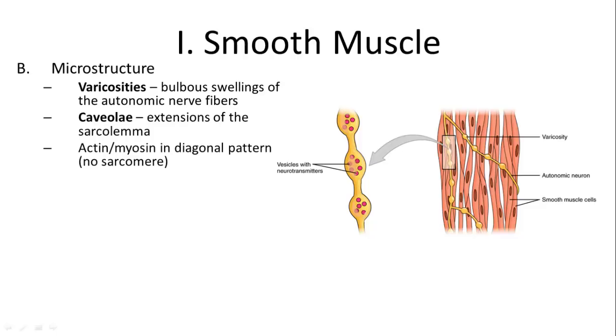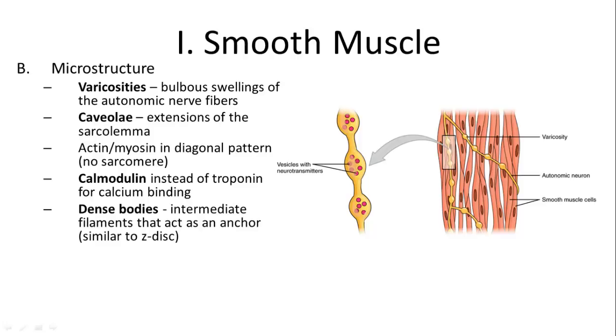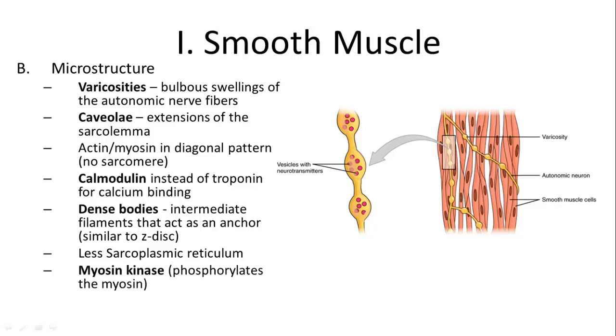The actin and myosin is in a diagonal pattern rather than a horizontal pattern. And they have a molecule called calmodulin instead of troponin for calcium binding. They have dense bodies instead of the Z discs, which act as the anchoring point for the actin and myosin. They have much less sarcoplasmic reticulum, and they have an enzyme called myosin kinase, which phosphorylates the myosin or gives the ATP its power.